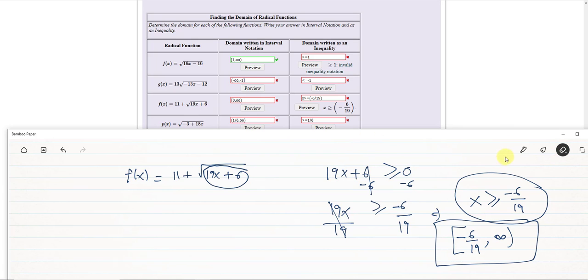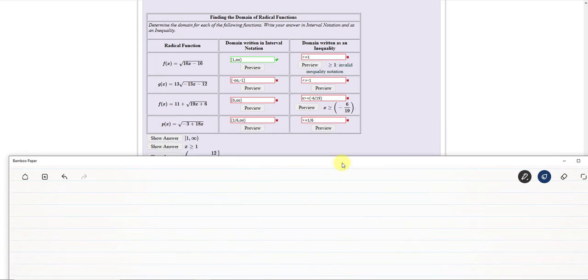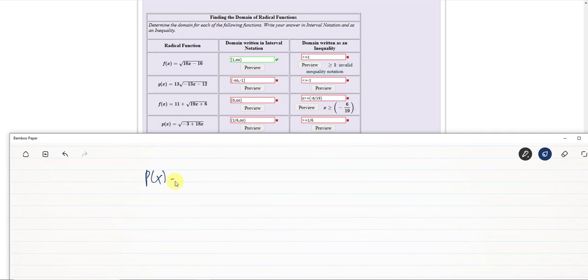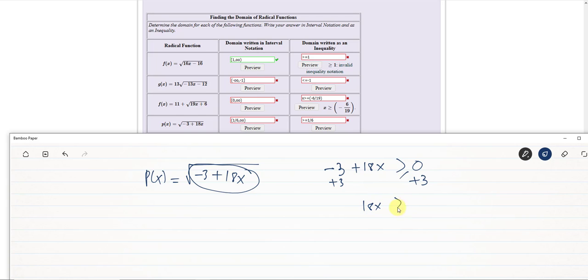Okay, the last question that we have here is the function p of x equals the square root of minus 3 plus 18x. Again, you want this thing here to be bigger than or equal to 0 to make your function defined. Then you can solve for x by adding 3 on both sides. You get 18x bigger than or equal to 3, and then you divide by 18 on both sides. Then you get x bigger than or equal to 3 over 18. You can simplify this further by dividing by 3 on the top and the bottom. Then x is bigger than or equal to 1 over 6.